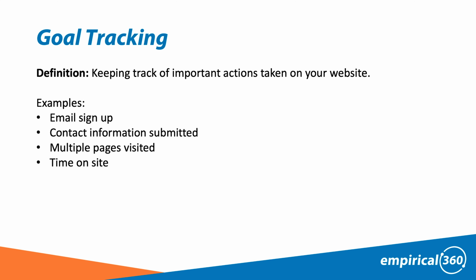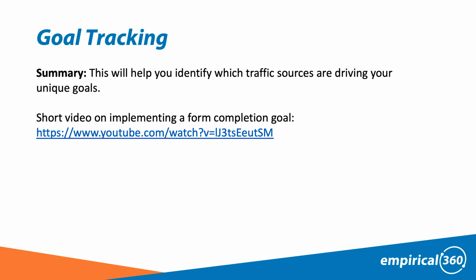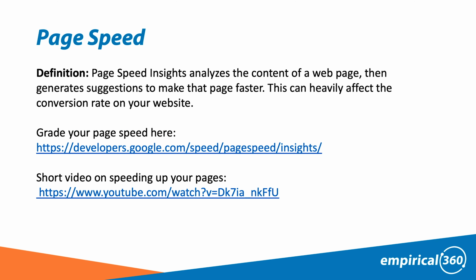So goal tracking. This is a little bit different. A call could be a goal on your website. But what goal tracking means is different things that are valuable to you. So this could be an email sign up. It could be someone booking a consultation with you. It could be multiple pages visited. It could be time on site. But all of these goals can be tracked on your website to know what sources are producing for you. So this will help you identify which traffic sources are driving your unique goals. And there's also a short video here on how to implement goal tracking on your site. And this is done through Google Analytics.